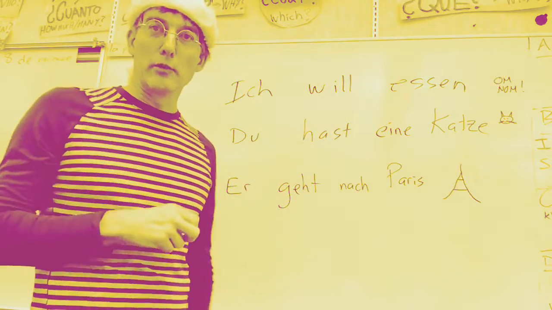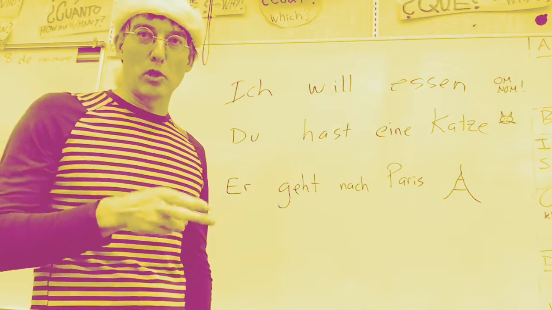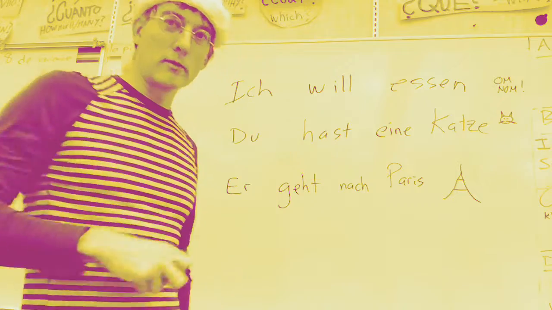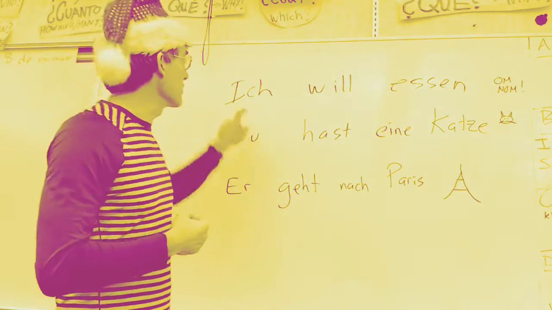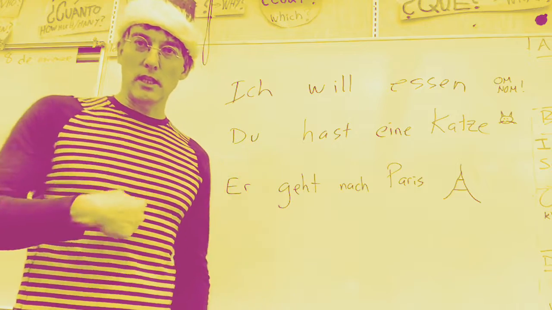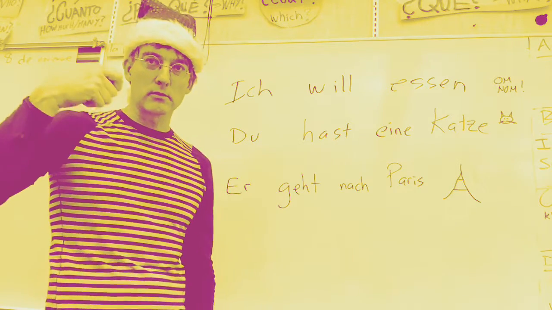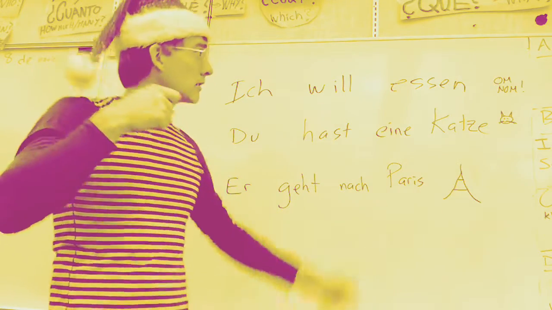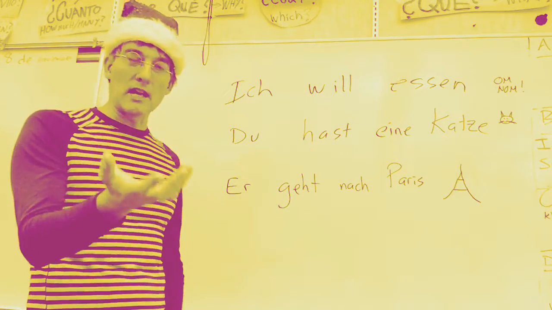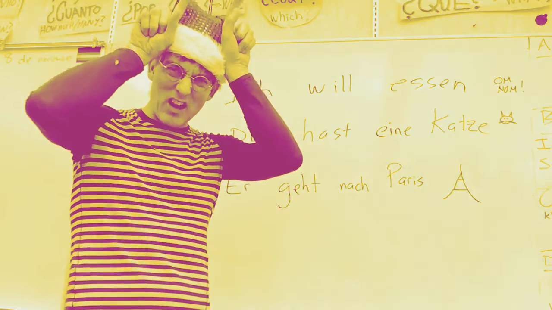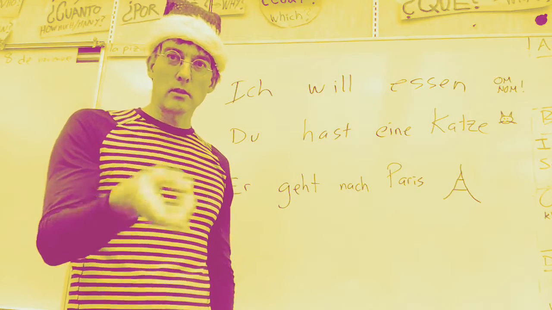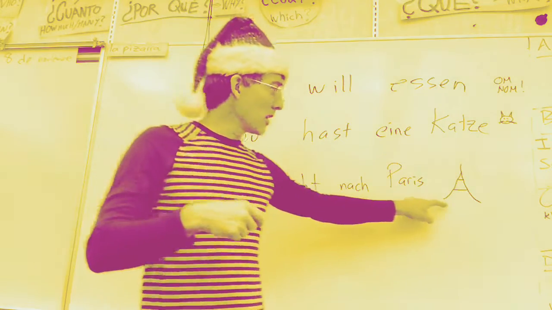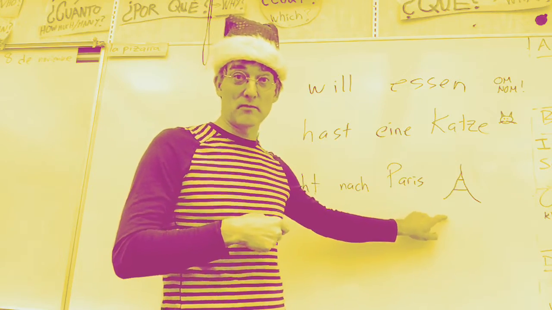Geht. Now in German, we can use gehen for two things. We can use it to go or to walk. So we can either do this or we can do this. So if I wanted to say these sentences: Ich will essen. Du hast eine Katze. Meow. Du hast eine Katze. Geht nach Paris. Paris. Right?